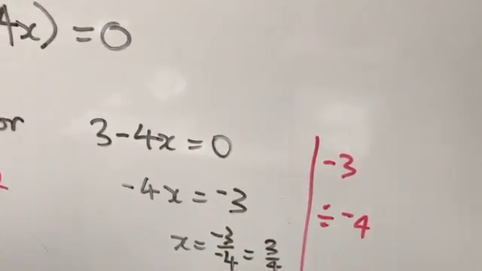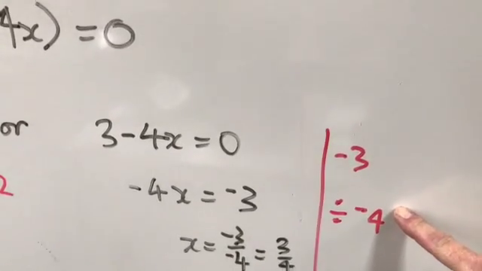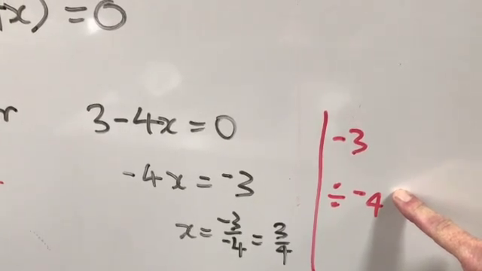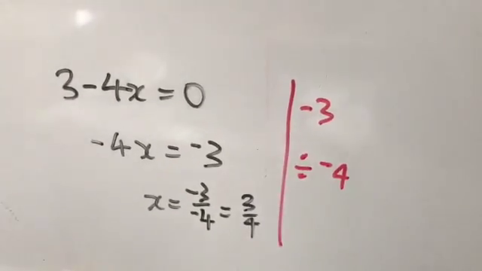Over here I get my x term by itself by subtracting 3 from both sides. Then I get rid of that multiplying -4 by dividing by -4, and I get my final answer of x equals 3/4.